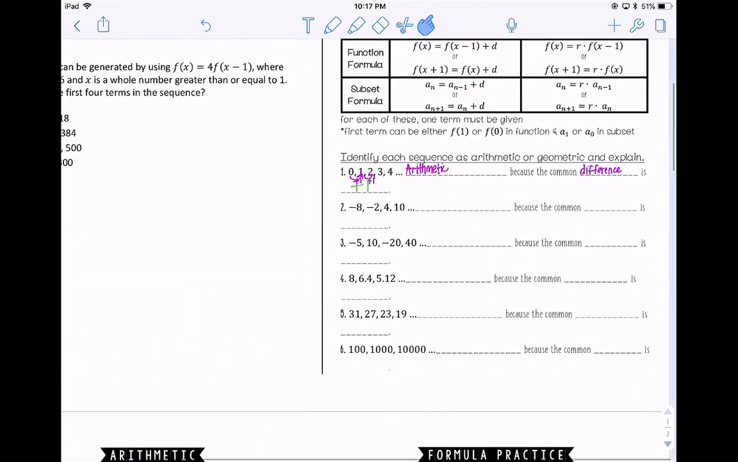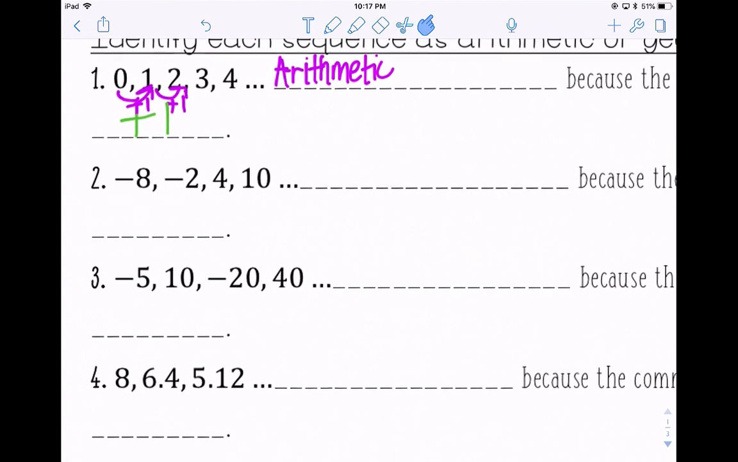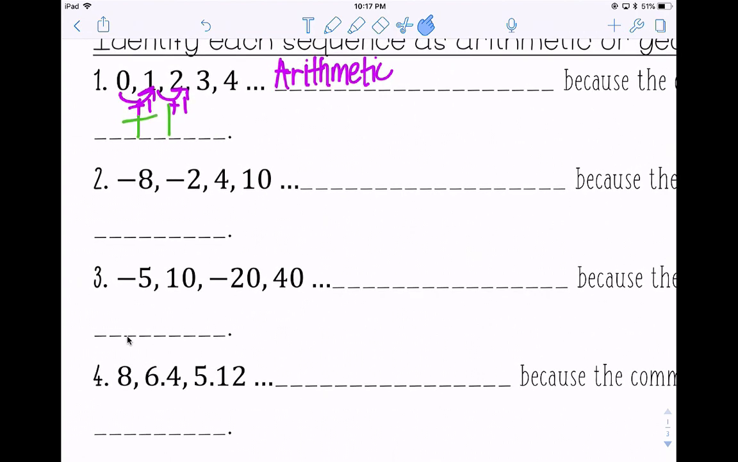Okay, the next one we have -8, -2, 4, and 10. Some students might struggle from -8 to -2, not really sure what happened there. Maybe even the same from -2 to 4. What you definitely might know from 4 to 10 is that it is adding 6, right? So 4 plus 6 would be 10. So then I would just check that. Is -2 plus 6 4? And is -8 plus 6 -2? And in this case, that is correct.